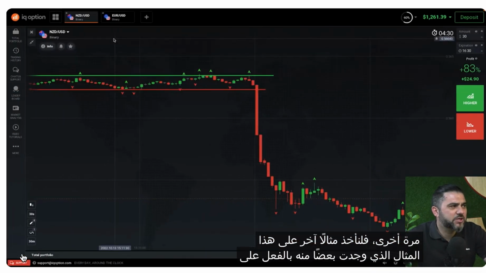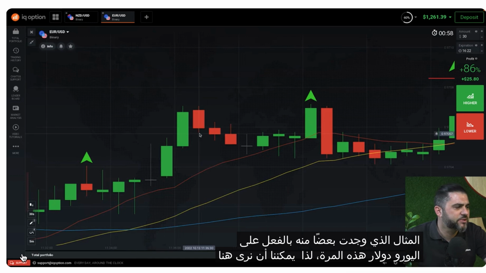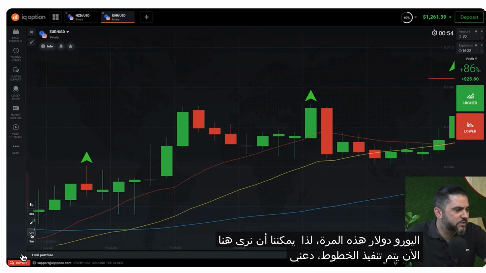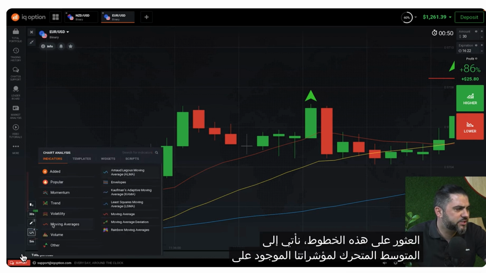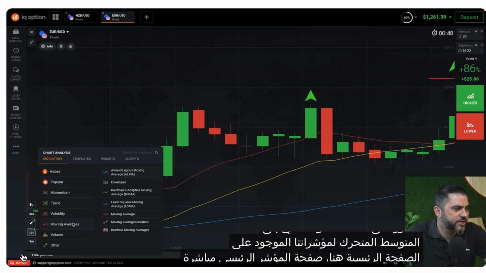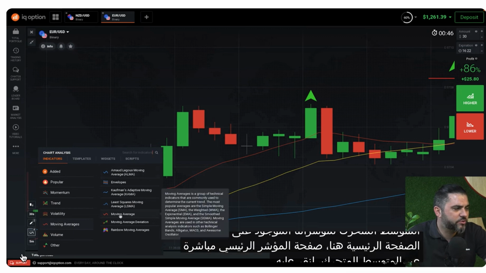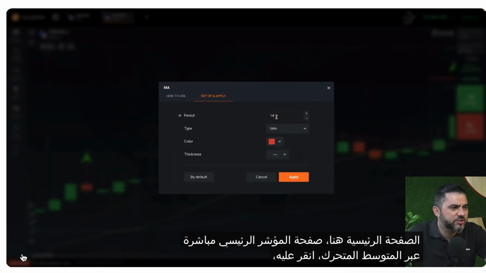I have found some already on the Euro USD this time. So as we can see here now, the lines are implemented. Let me just show you real fast where we can find these lines. We come to our indicators. Moving average is on the main page here, main indicator page. Right across, moving average. Click on it. We're going to make the adjustment here.